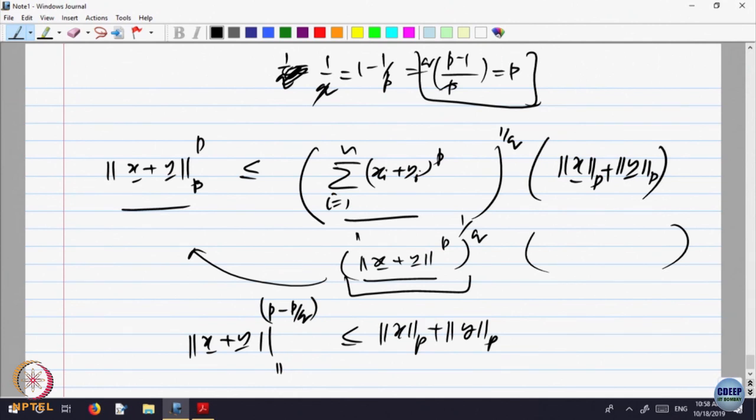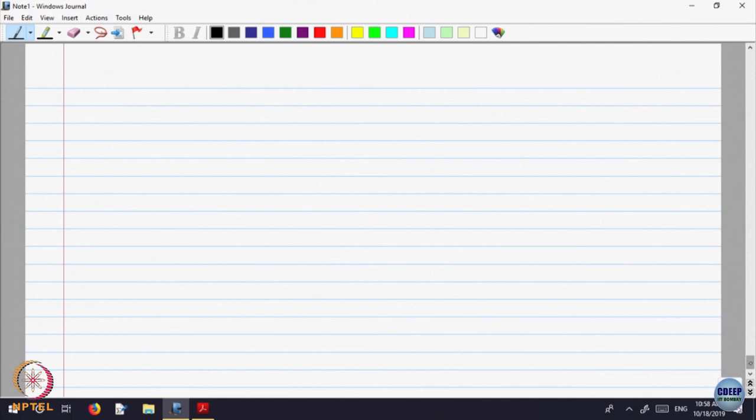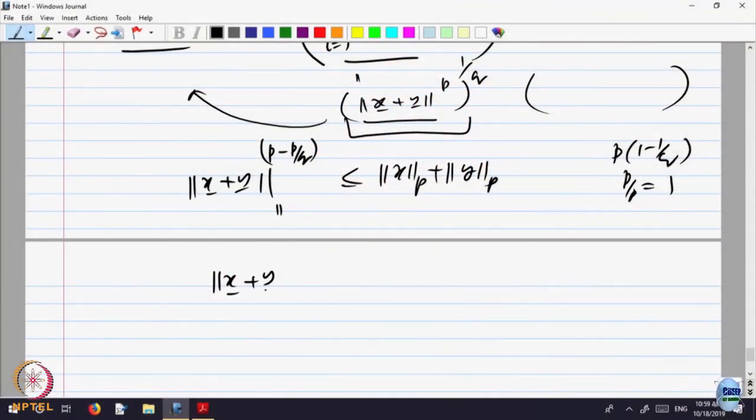1 over p plus 1 over q is equal to 1. So, that quantity is p into 1 minus 1 over q, if you like. So, that is 1 over p, p by p, that is equal to 1. So, this quantity is just 1. So, you get the required thing, that this is less than or equal to the norm of x plus the norm of y.